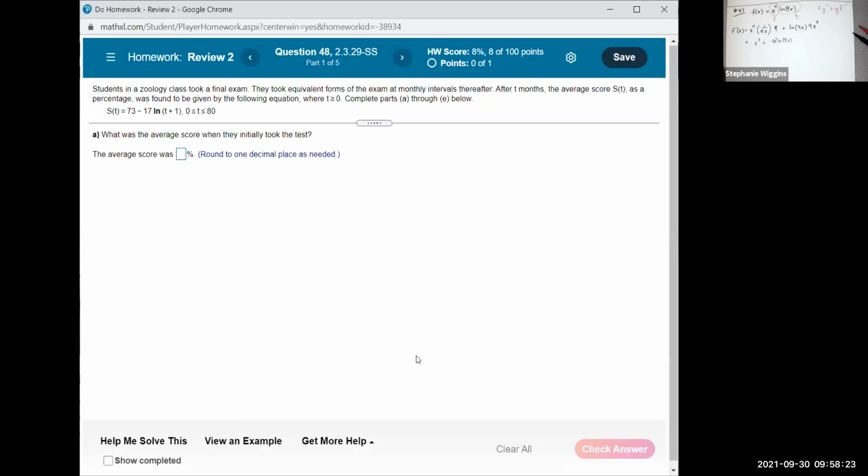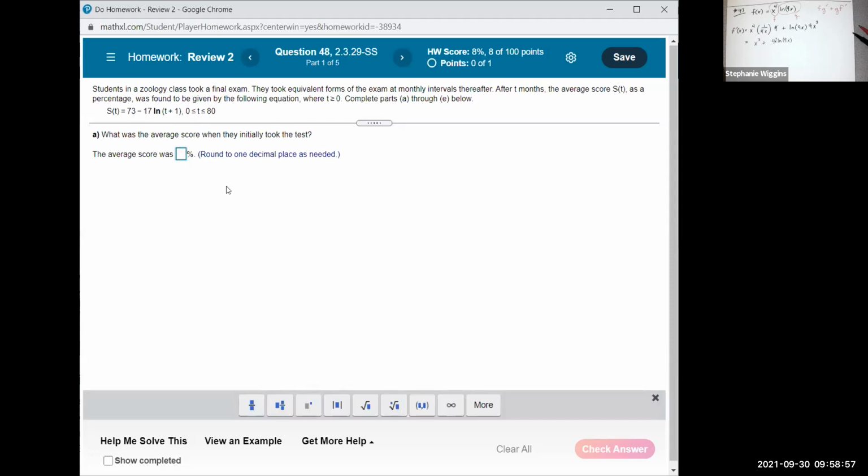Well, the first part says, what was the average score when they initially took the test? So this function is the average score. And then when you say initially, that's the starting point. So that's when T equals 0. Okay, the time is 0. We're just starting. So all you're going to do is plug in 0. And if you do this on your calculator, you'll see that natural log of 1 is 0. The log of 1 for any base is always 0. So this piece is 0. So the answer is just going to be 73%. And it is given as a percentage.